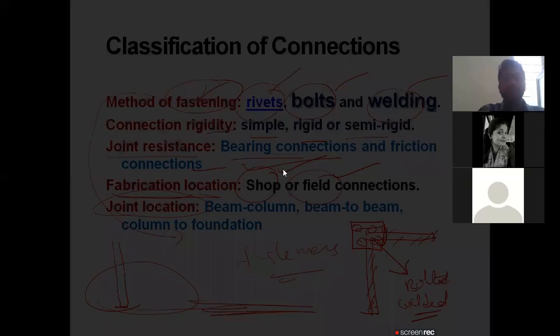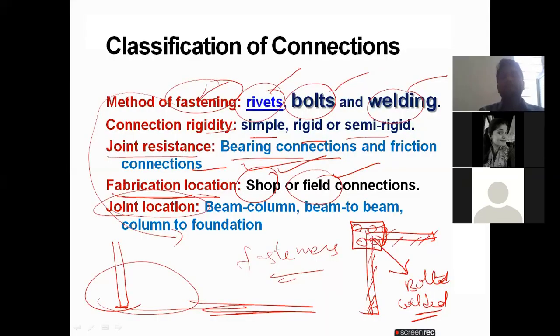Now, if you observe beam-column joints or beam to beam, and sometimes there is a column and the bottom portion is a foundation. At that time also there will be a plate and all those things. Definitely there will be a connection. So you must know this one. What is the connection there?